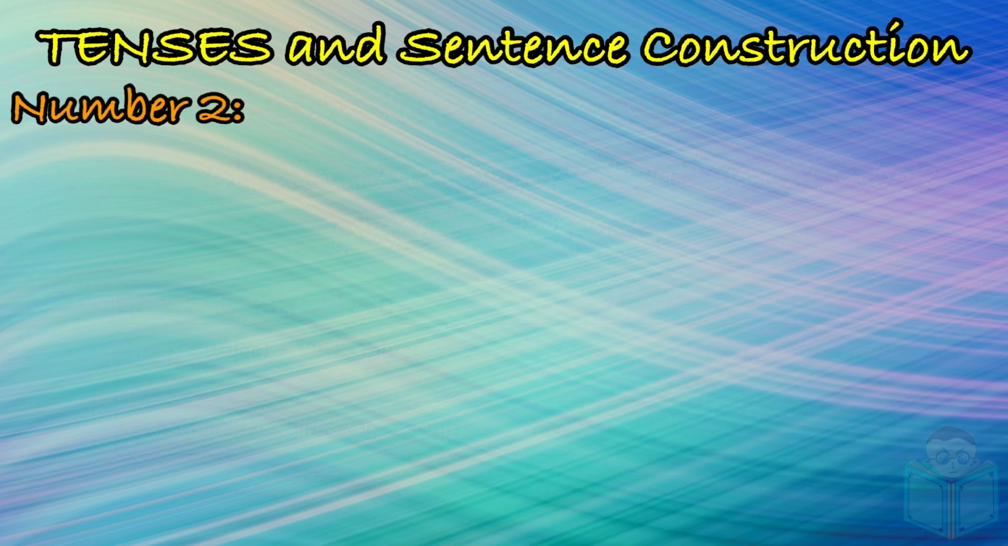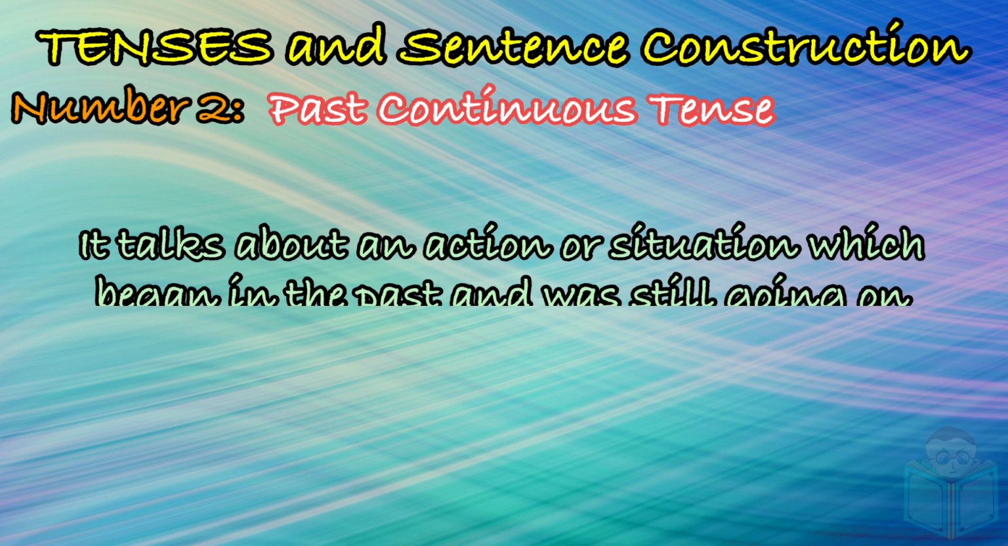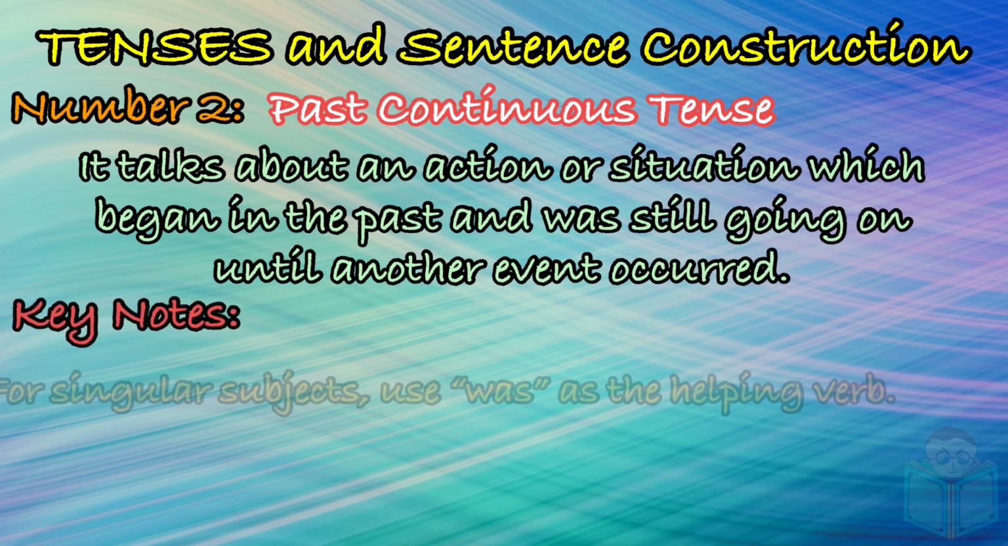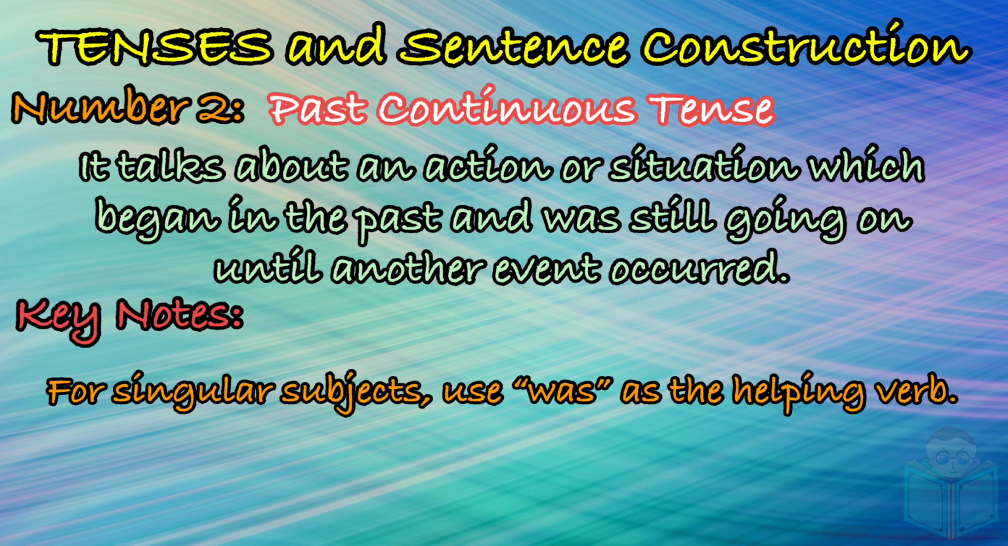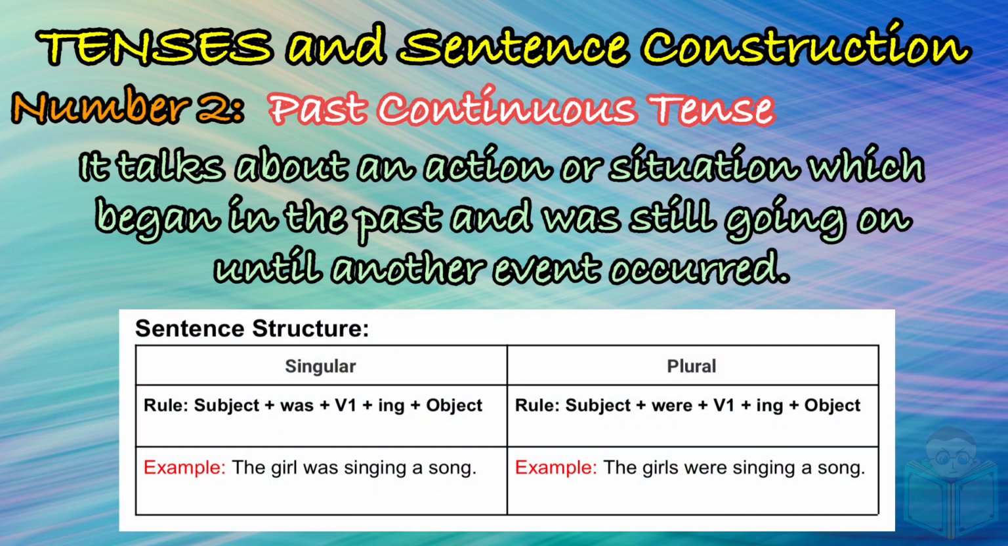Number 2. Past continuous tense. It talks about an action or situation which began in the past and was still going on until another event occurred. For singular subjects, use was as the helping verb. For plural subjects, use were as the helping verb. Follow the given table for reference.